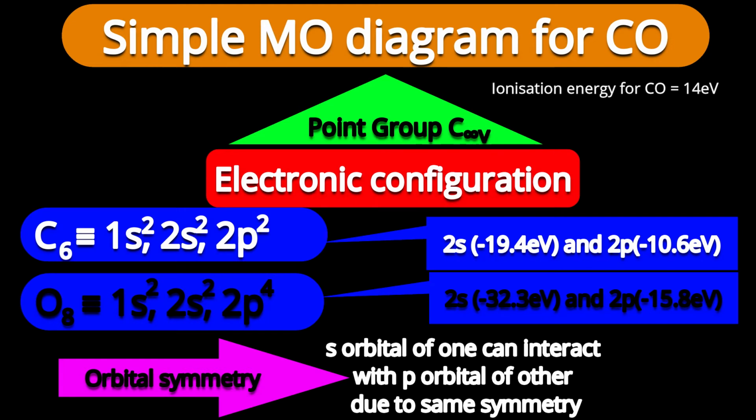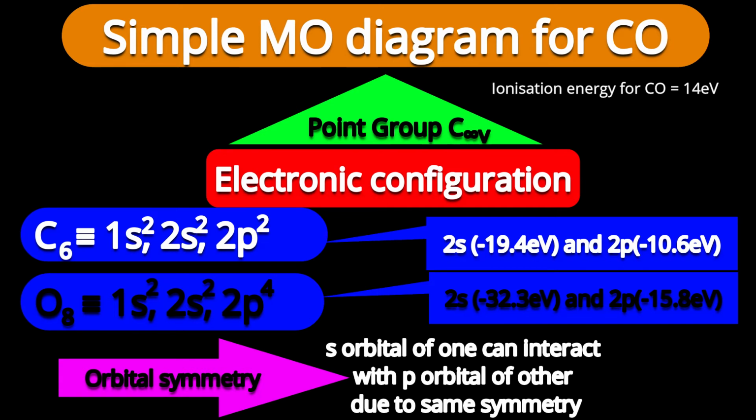Now what I wanted to emphasize is that the s orbital of one can interact with the p orbital of the other, either directly or via a mediator. Even molecular orbitals are going to interact. In this molecule, since it is a heteronuclear diatomic molecule, a horizontal plane and center of inversion are not there. The mixing of the orbitals may be possible, so the actual diagram may be different. But in this part, let us know the simple diagram for carbon monoxide.